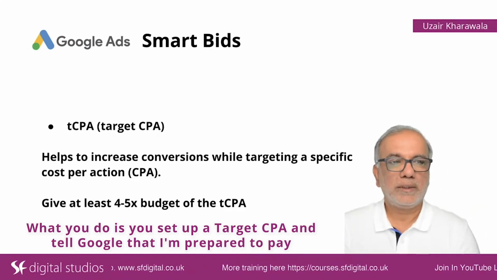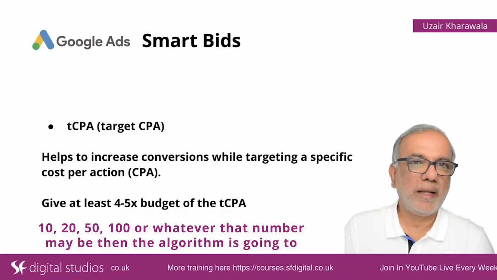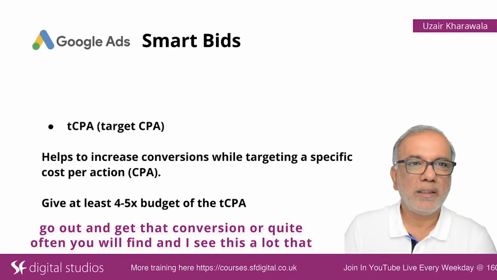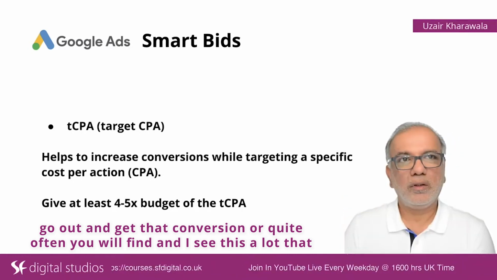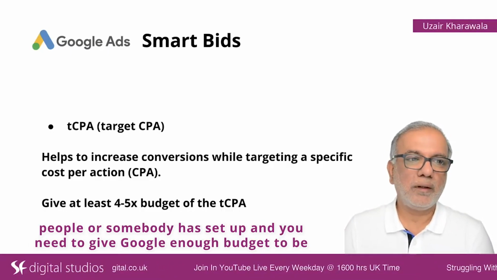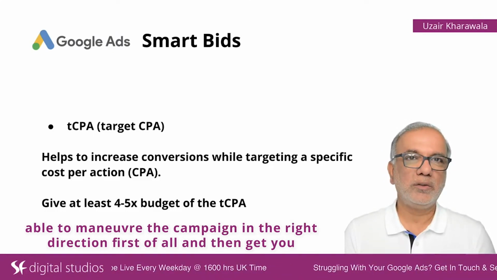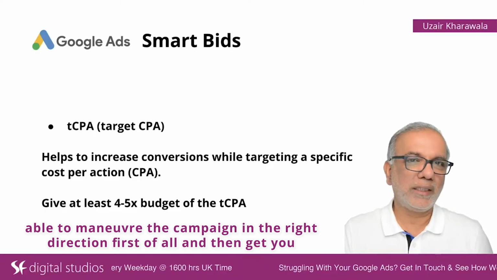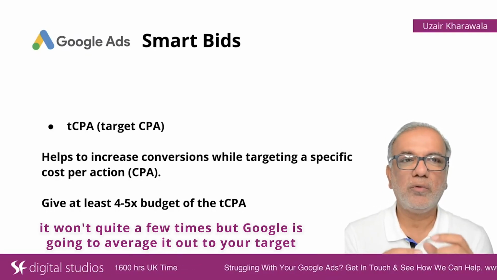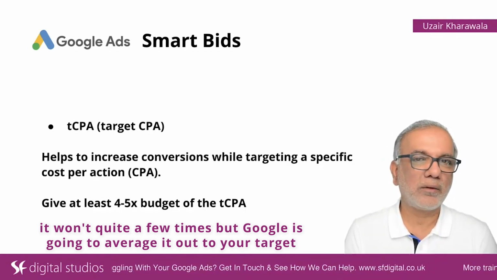So what you do is you set up a target CPA and tell Google that I'm prepared to pay 10, 20, 50, 100, or whatever that number may be. And then the algorithm is going to go out and get that conversion. Or quite often you will find, and I see this a lot, that somebody has set up a campaign, and you need to give Google enough budget to be able to maneuver the campaign in the right direction, first of all, and then get you those conversions. Because it's going to do some kind of testing. Google is going to average it out to your target cost per acquisition.